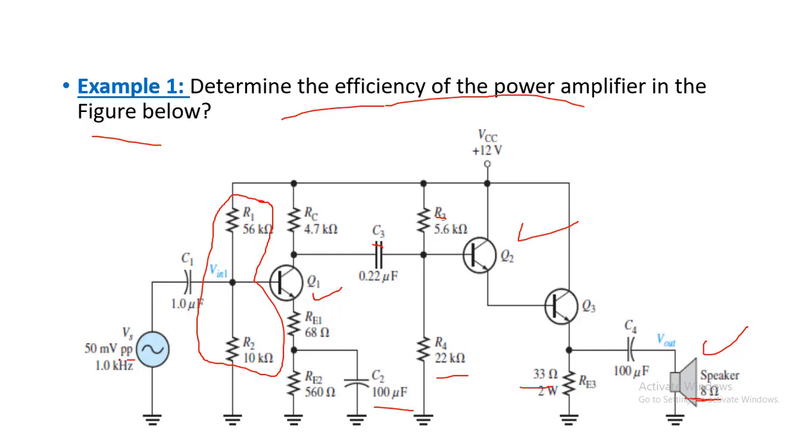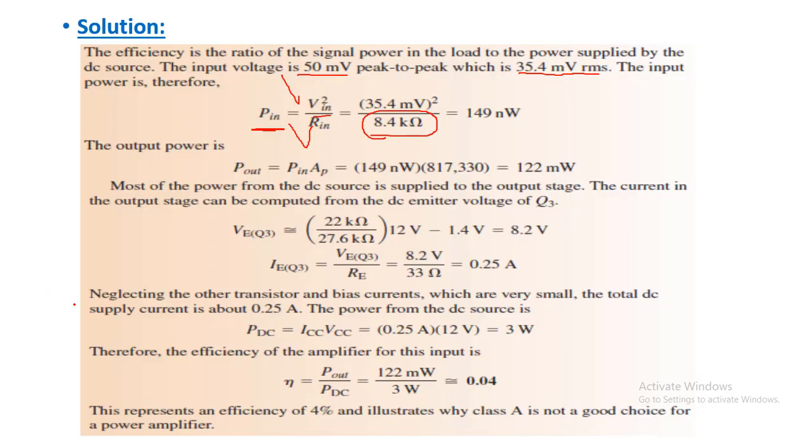It is mentioned that it is peak to peak. So if you divide this 50 milli by the square root of 2, you get the RMS value. So the RMS value is nothing but 35.4. If you divide this RMS by the R_N, you get the input power, and that is 149 nanowatt. So it is a very minute power.